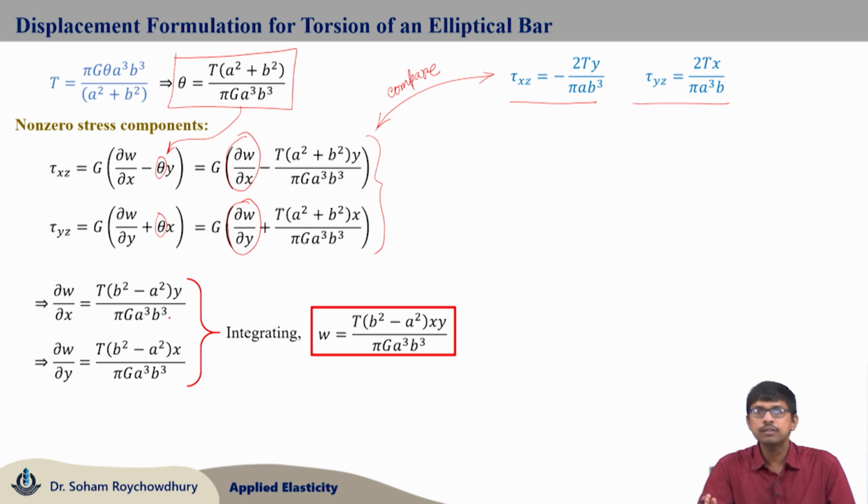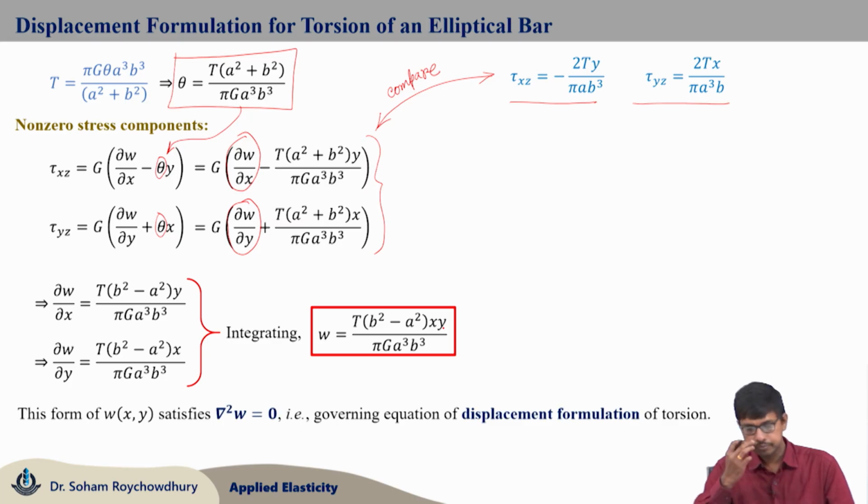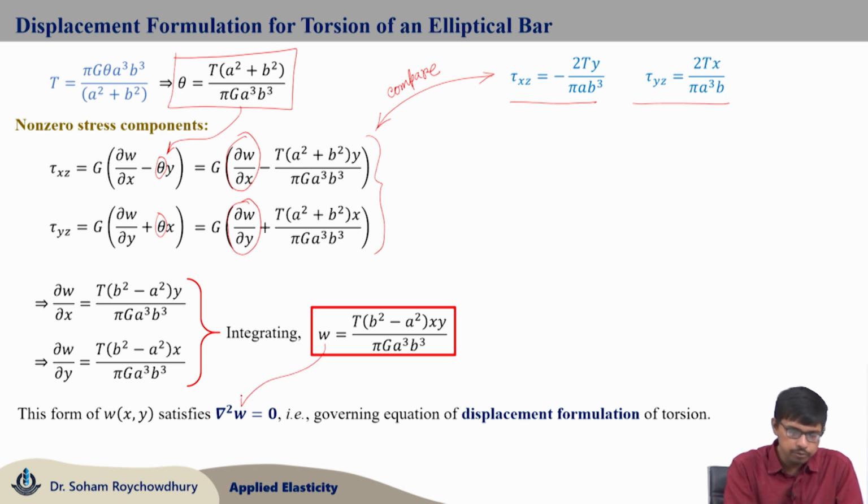At somewhere at one of the ends we will be having 0 displacement at the boundary. So, keeping that center point non-moving, at x 0, y 0, w is 0, we can get rid of the integration constant, and this will be the function of w. You can see w is proportional to x y, and it is also directly proportional to T. So, this is the solution for the displacement formulation for torsion of elliptic bars, and you can substitute this w in the Laplacian equation and check that this obtained w satisfies it, that is the governing differential equation for displacement formulation of the torsion.